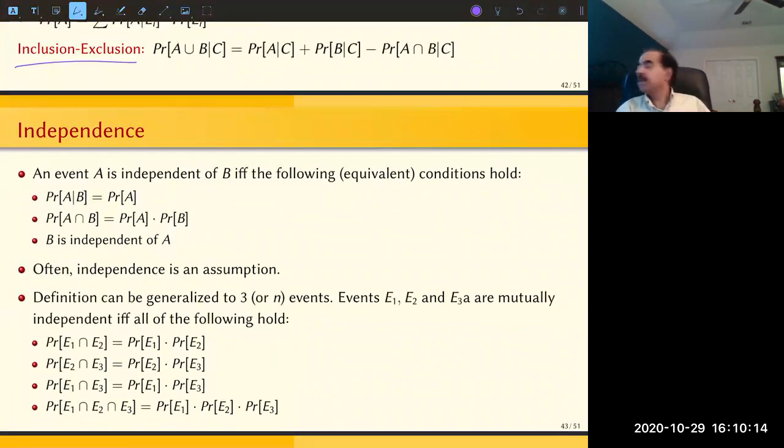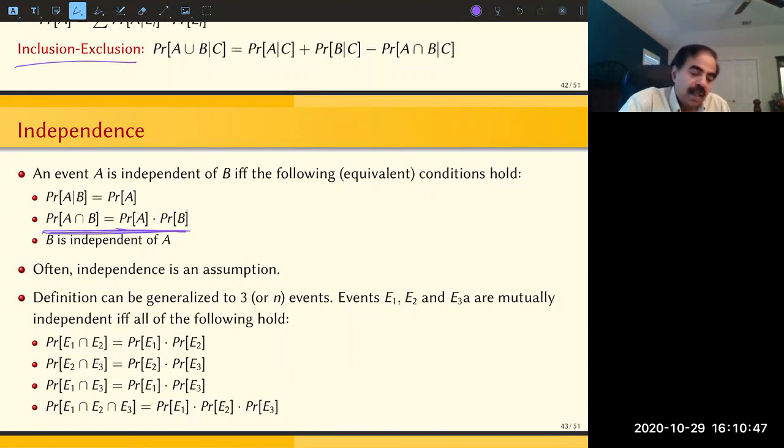And before we conclude, let's talk about independence. In probability, we very often talk about independent events. One of the things we do with independence is that if two events are independent, the probability that they occur together is obtained by simply multiplying the probabilities.